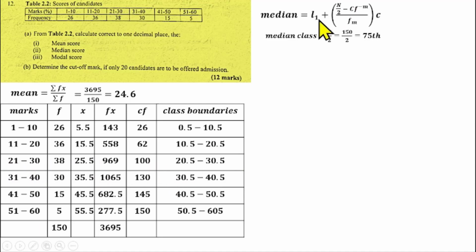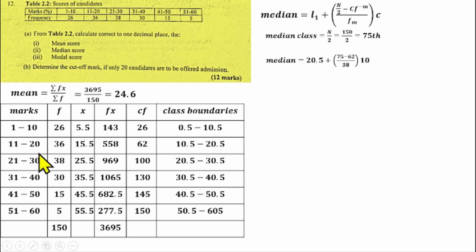We need L1, which is the lower class boundary of the median class. Where is the lower class boundary of the median class? That should be 20.5. So our L1 is 20.5, plus N over 2, which is 75, minus the cumulative frequency before the median class. This is the median class here, and the cumulative frequency before it is 62. So you have 62, over the frequency of the median class, which is 38, multiplied by the class size, which is C.